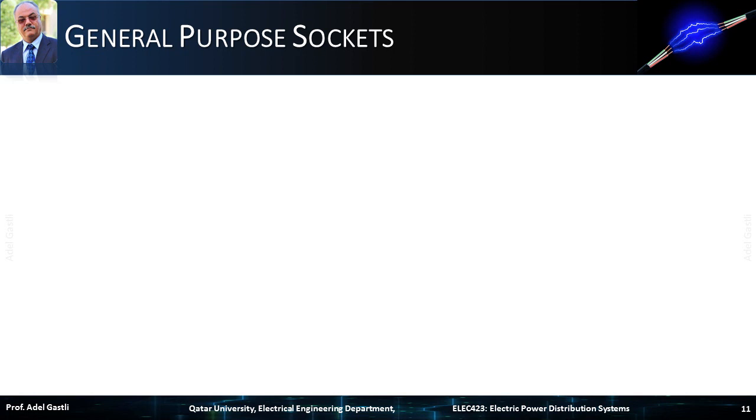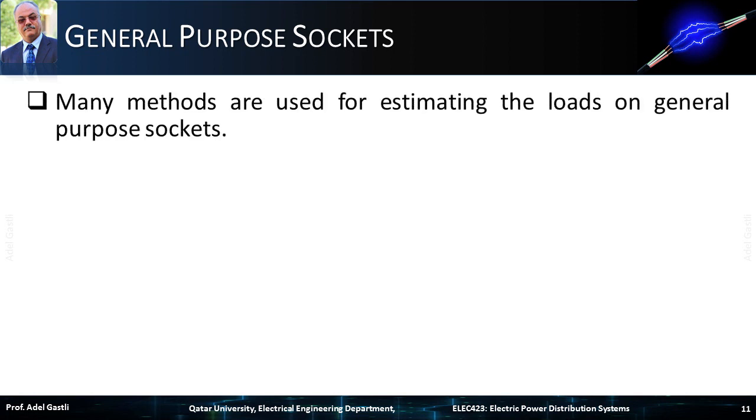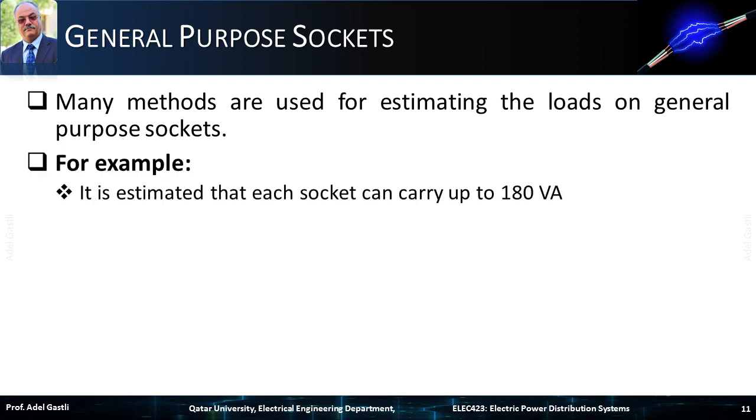Now, let's see how we can determine the equivalent load for general-purpose sockets that we can find in different occupancy spaces. Many methods are used for estimating the loads on general-purpose sockets. For example, in some cases, it is estimated that each socket can carry up to 180 VA. Or each socket carries 1.5 amps under 120 volts.